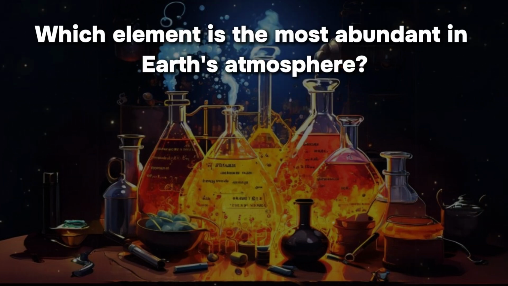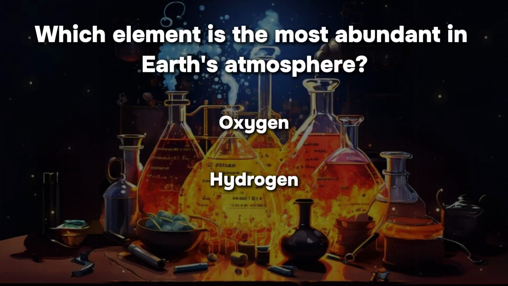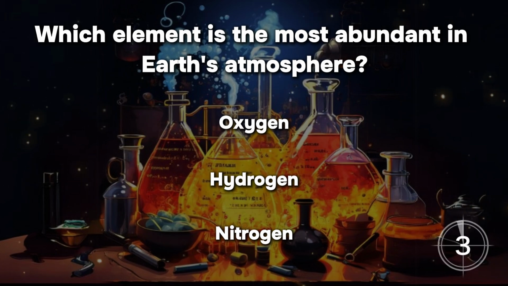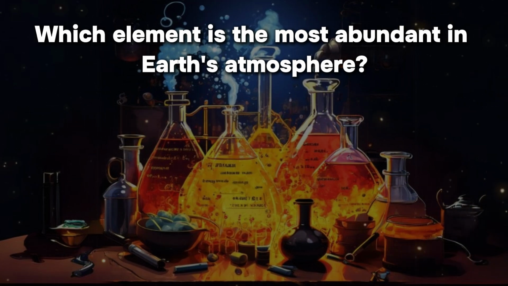Which element is the most abundant in Earth's atmosphere? Oxygen, hydrogen, nitrogen. Nitrogen.